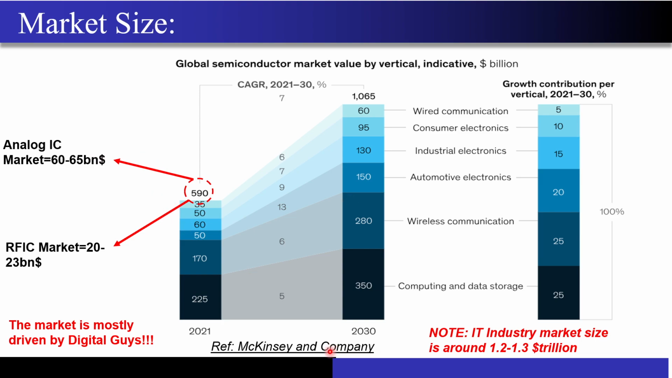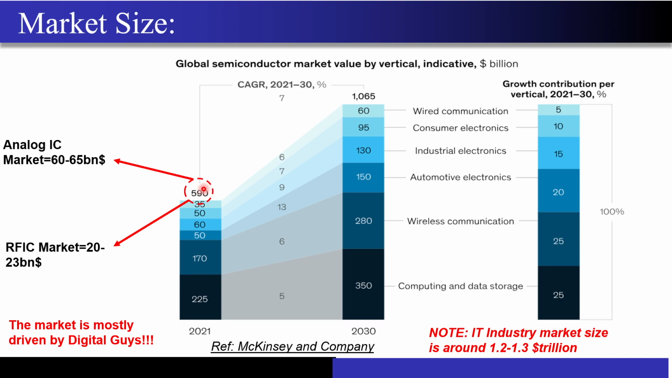Correct. So now this report has been taken from McKinsey and Company, favorite company for MBA guys. Now, as of 2021, the size is close to $590 billion, and it is expected that by 2030 it will reach around $1 trillion. Just to give you a comparison, currently the IT industry market size is close to 1.2 to 1.3 trillion dollars. Correct. So now the semiconductors are expected to reach there by 2030.